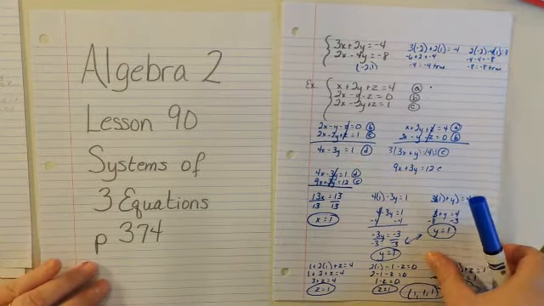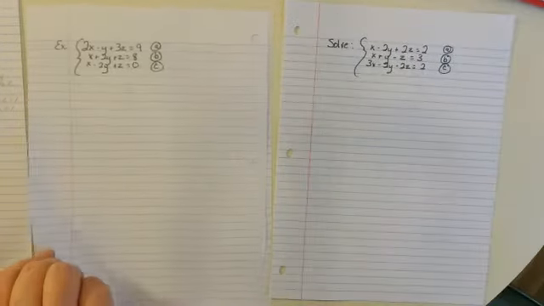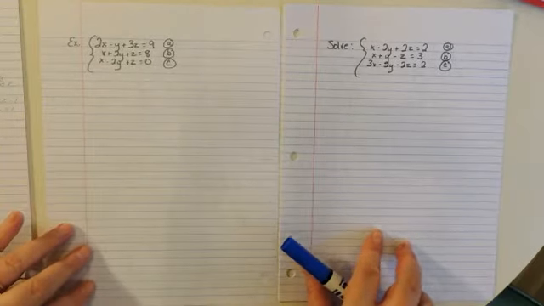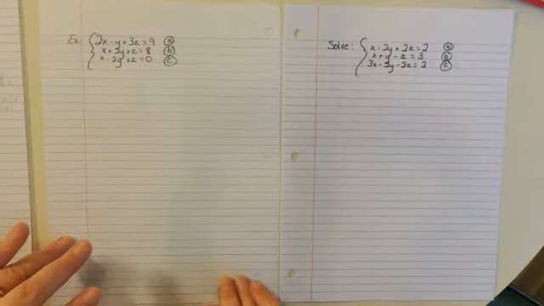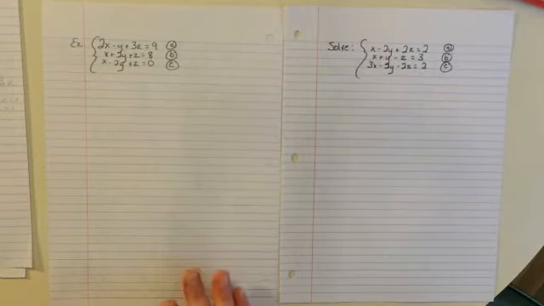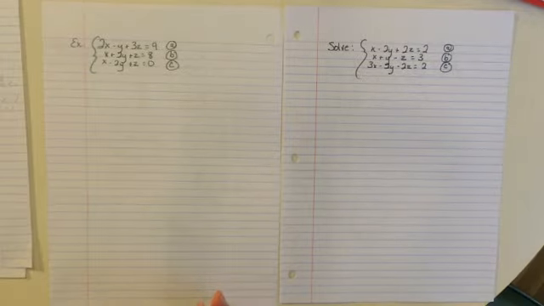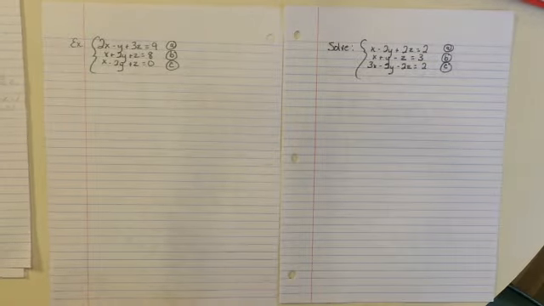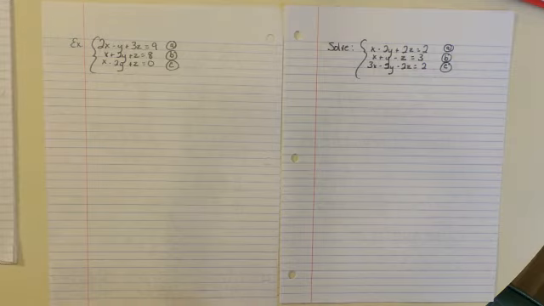Okay, let's try another one. These aren't really any harder than with just 2 variables. There's just a few more steps, so it's a little more complicated, but you can do it.